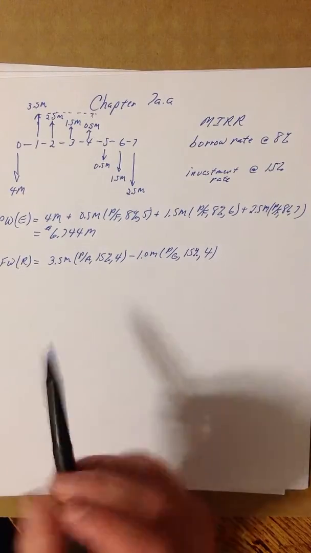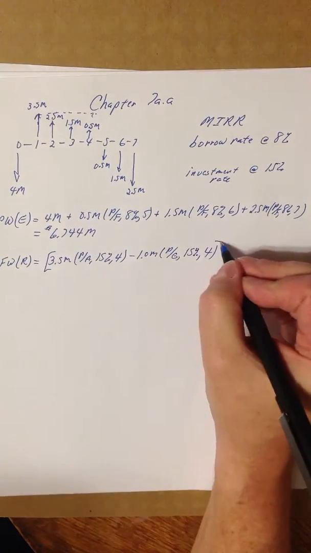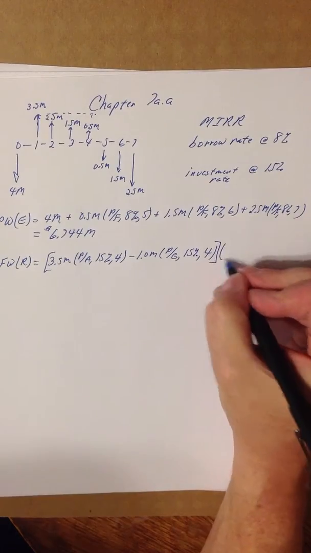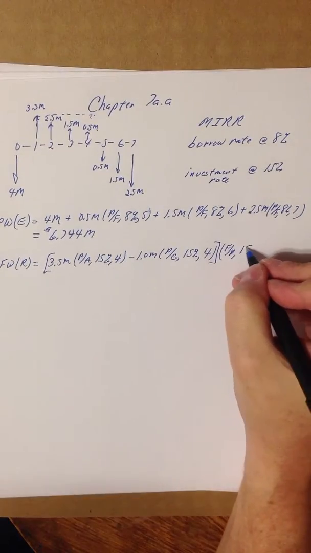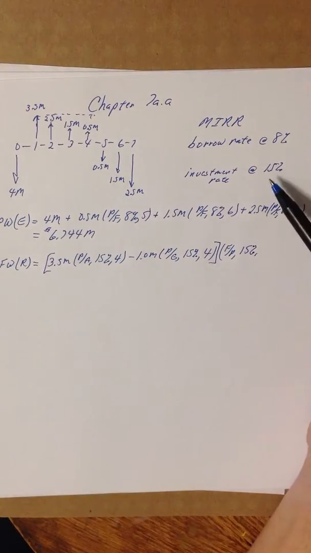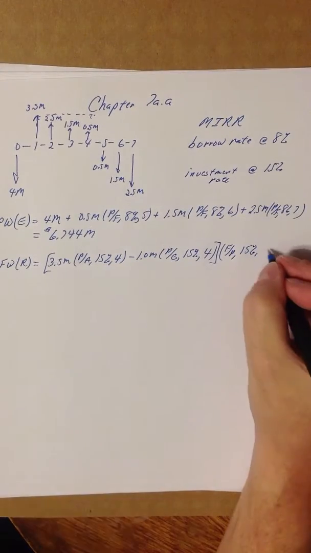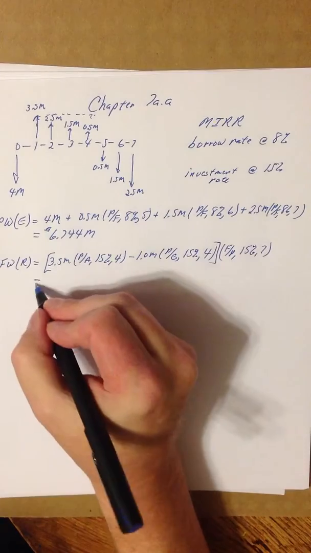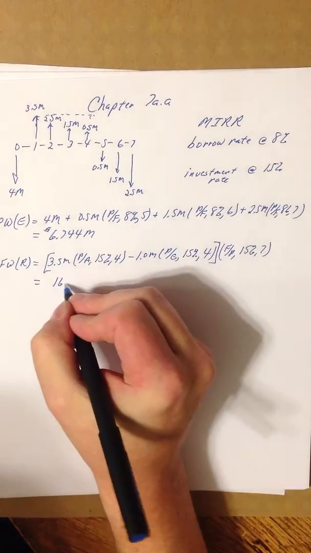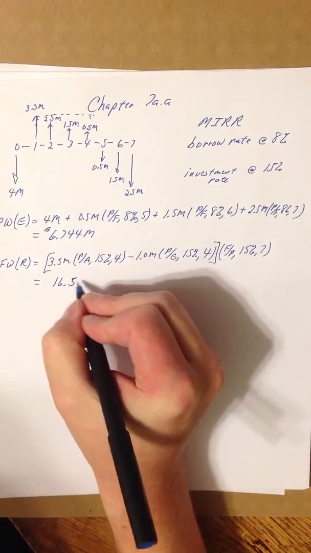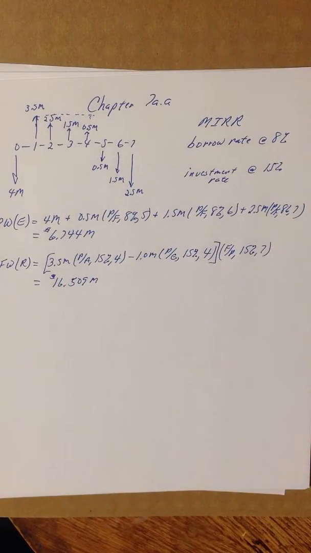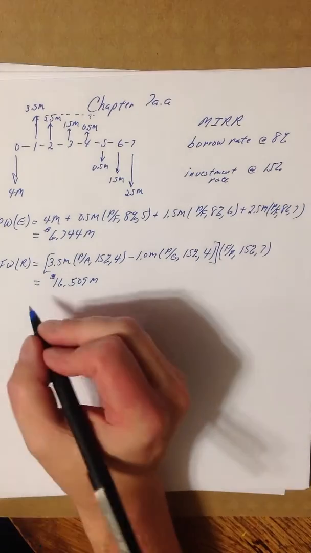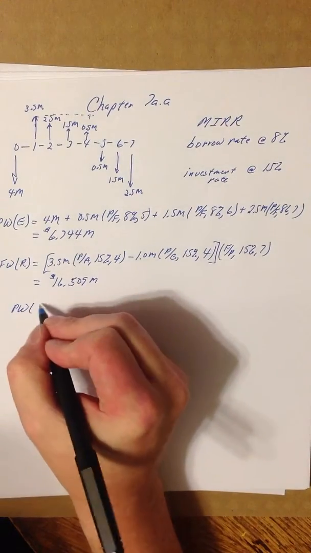So what we want to do is that we have to take this and move this forward into the future by using an F given a P, again using the same interest rate of 15% for the investment, and we're moving it 7 periods forward. So once we do that, we find out this is equivalent to $16.509 million.